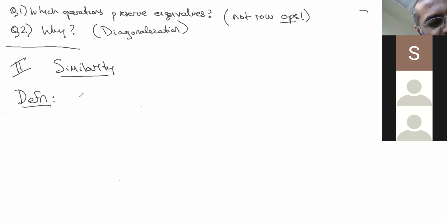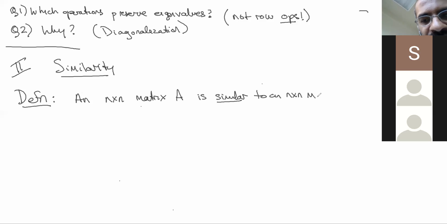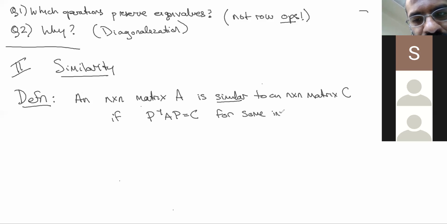Suppose I have two n by n matrices. An n by n matrix A is similar to an n by n matrix C if P inverse A P equals C for some invertible matrix P. It better be invertible because I wrote P inverse here, right?